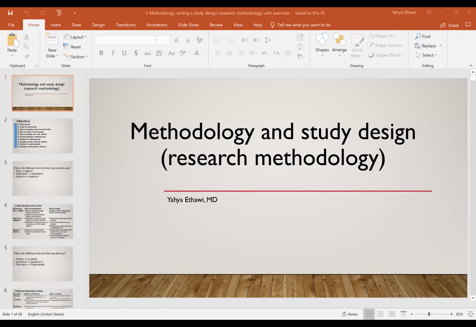So one tail is one direction, two tail is two directions. One tail is either good or bad, one direction. Two tails are both the good and bad at the same time, the effect positive and negative at the same time. So if you have only negative, that's one tail. If you have only positive, that's one tail. If you have both negative and positive, it is a two tails test.